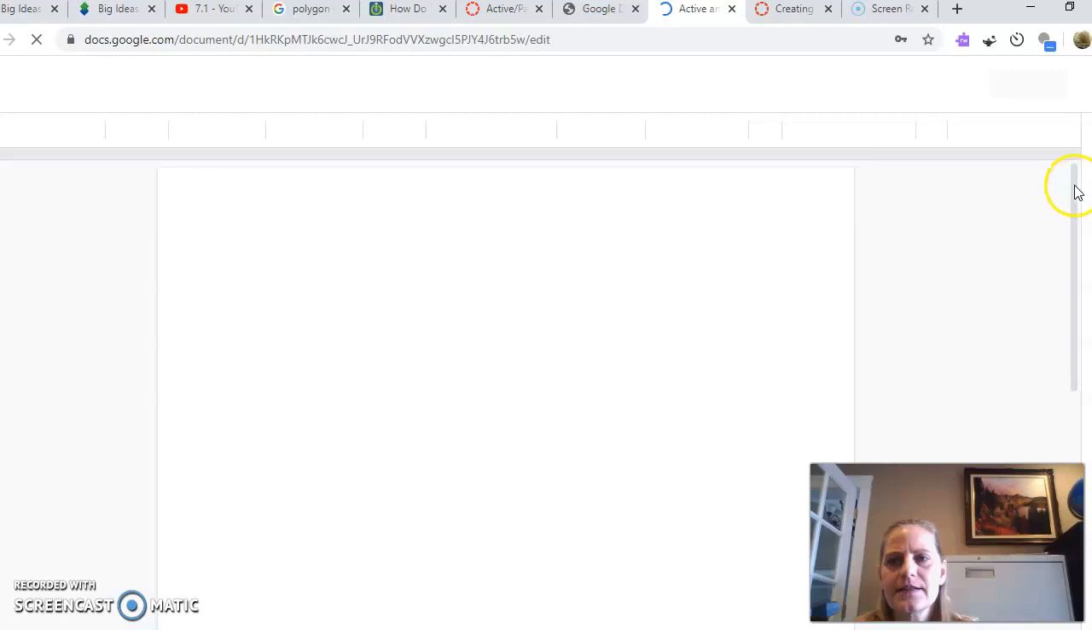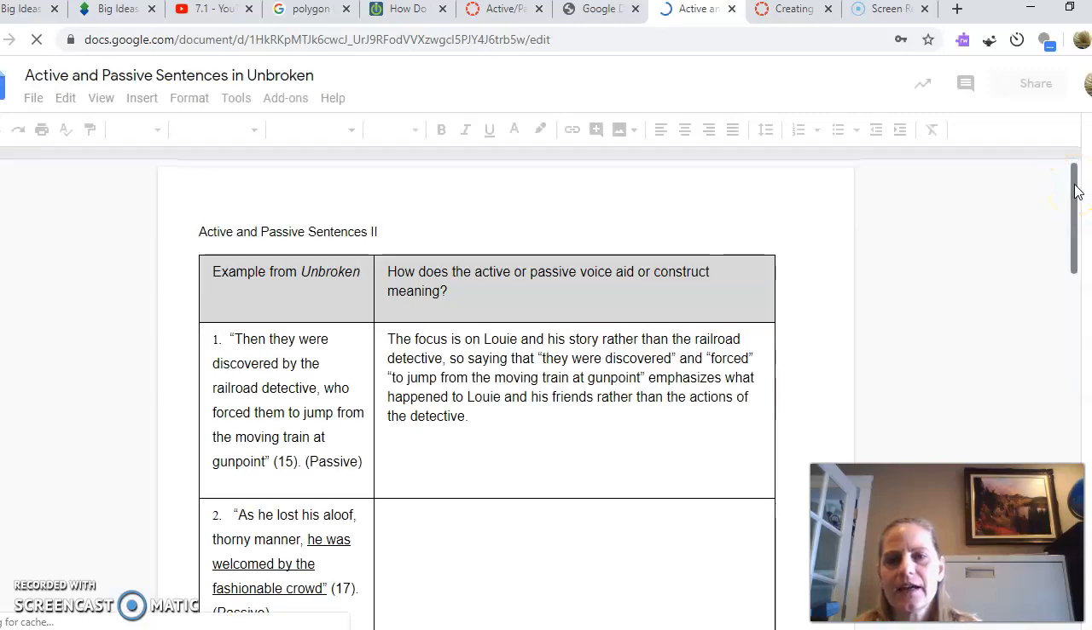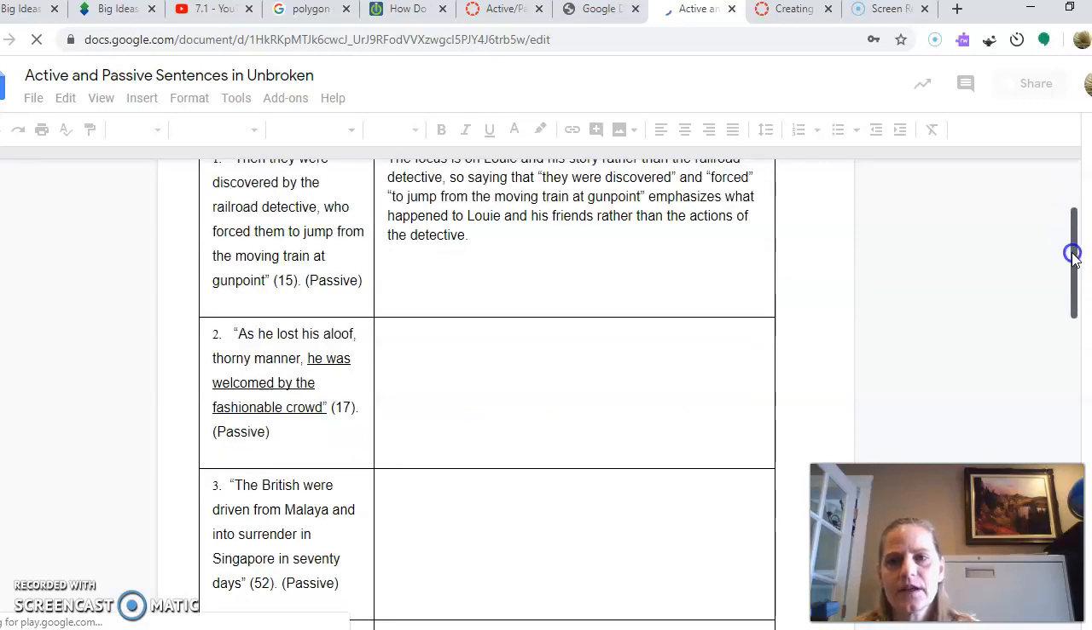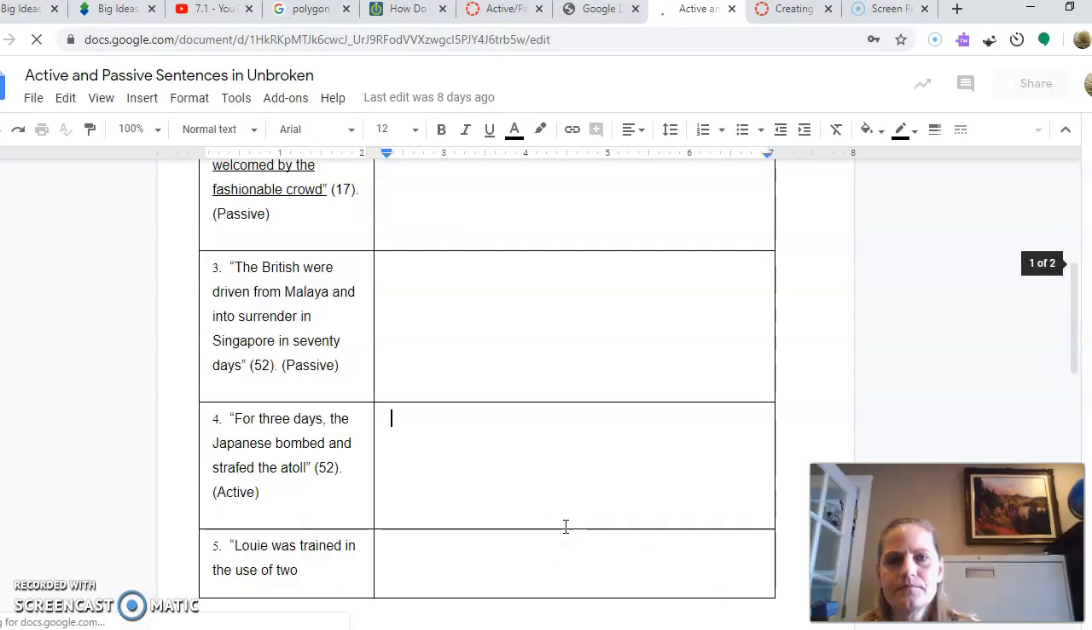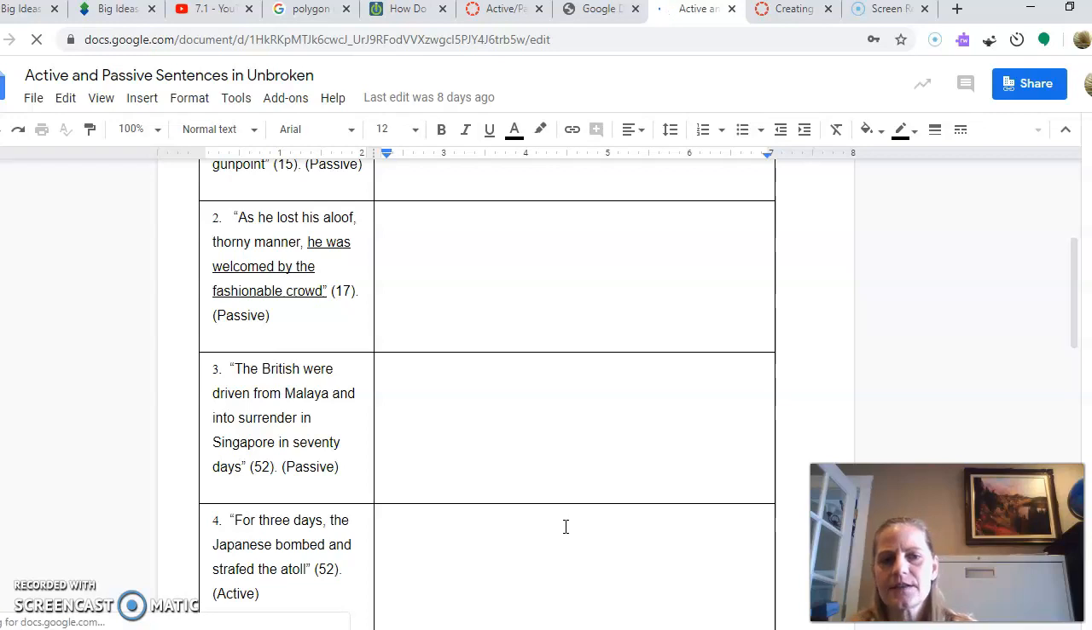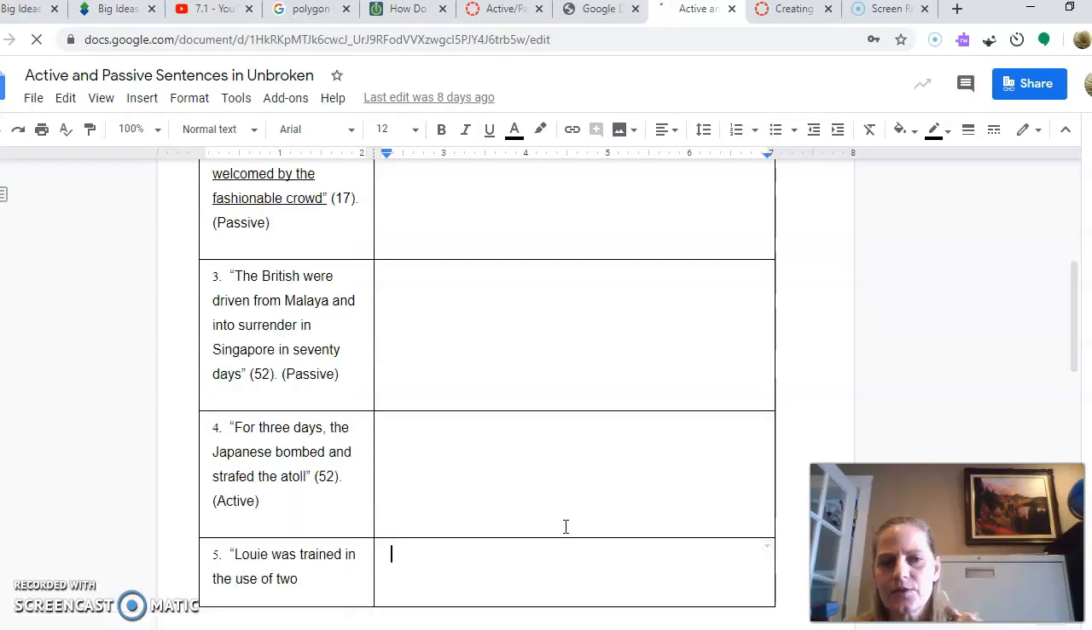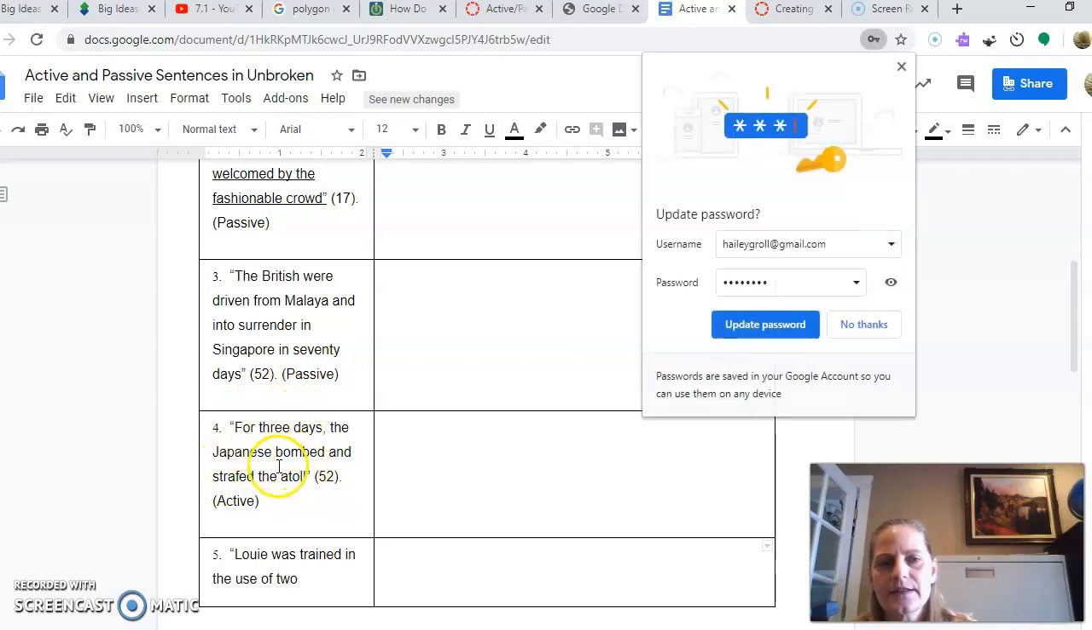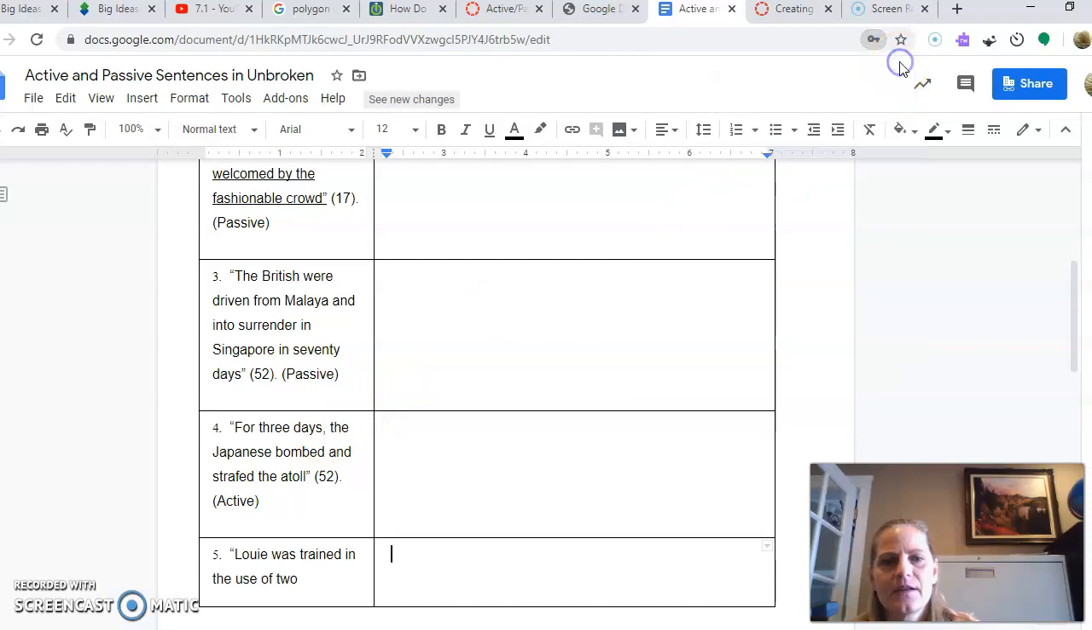So when you look at the sentence, as a general rule, if it's in active voice, it's going to emphasize the actor or the subject of the sentence. So check out number 4. For 3 days, the Japanese bombed and strafed the atoll. So here, the Japanese is the subject, and they are the ones doing the bombing. This is an active voice sentence. By identifying the Japanese here as the subject of the sentence, it puts emphasis on they are the ones doing the bombing.